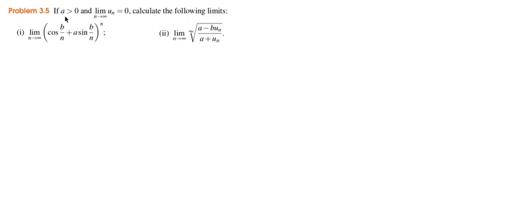3.5, if a is a positive number and the limit of u sub n when n goes to infinity is 0, calculate the following limits. Okay, so the first one is the limit when n goes to infinity of the cosine of b over n plus a times the sine of b over n, to the n.